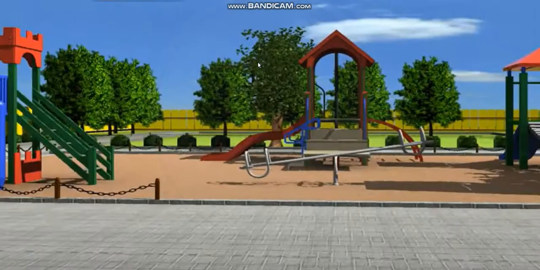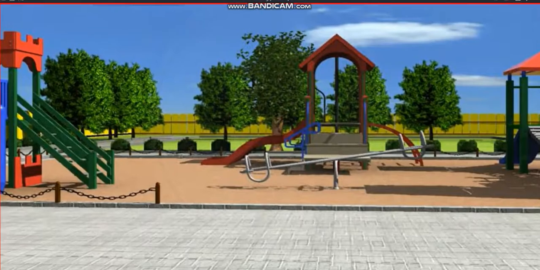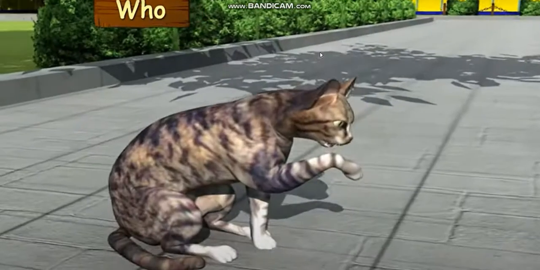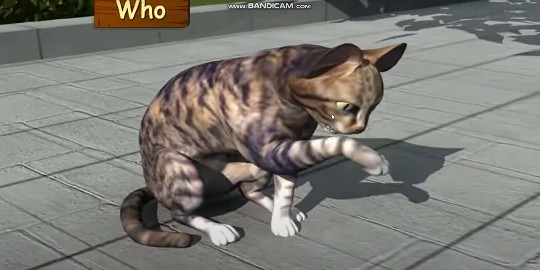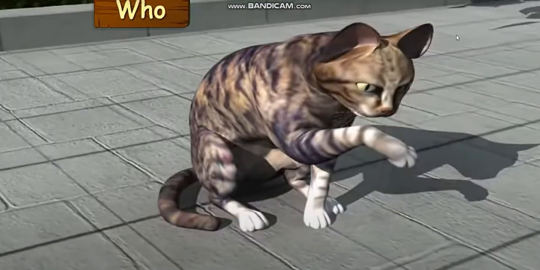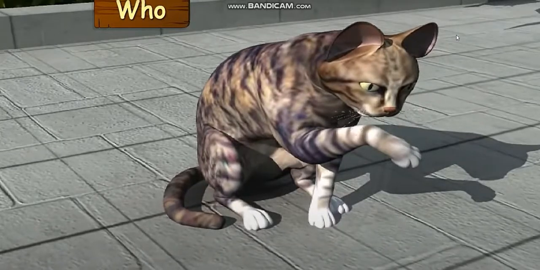Who is used in a question when we want to know about the subject. For instance, who is cleaning its paws? Who is used when we want to know about the subject. Who refers to the subject, that is the one who is cleaning its paws.